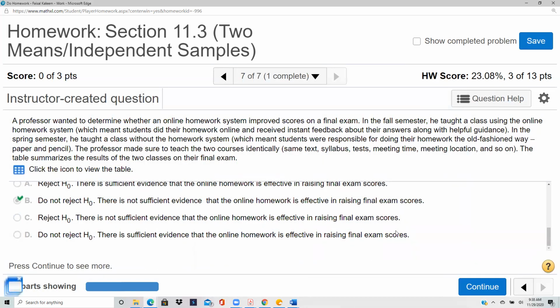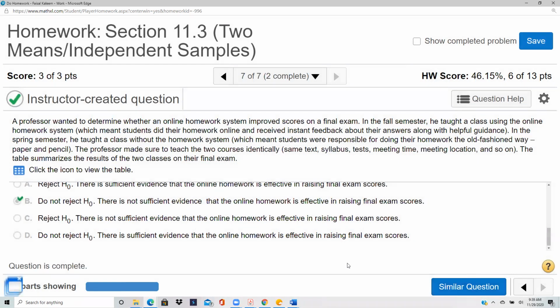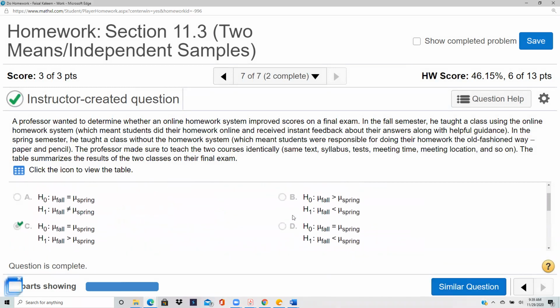Okay, so that's it. That finishes the chapter, and that was the last section of this course.